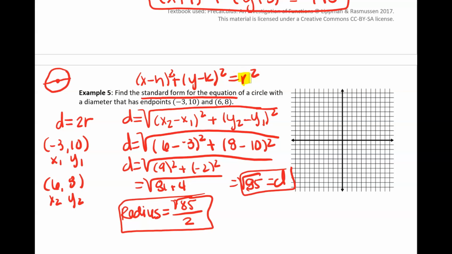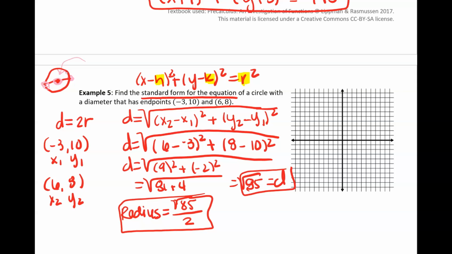Now the other piece of information that we need is we need to be able to find our center so we can plug in our h, k right here. So what we're going to do is find the midpoint between these 2 points. You can see here that when we're looking at the diameter on our little circle here, the diameter has to go through the center. So if I know this point here and this point here, the one right in the middle would be your midpoint.